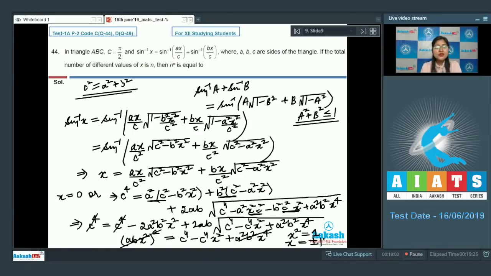So we can say that we have three different values of x, that is 0, 1 and minus 1, which means that the value of n is equal to 3, which means that 3 raised to the power 3, that is, the answer is equal to 27. Right? I hope the question is clear to you.